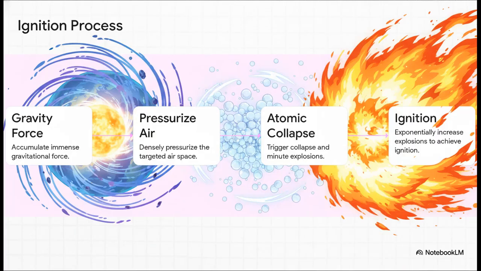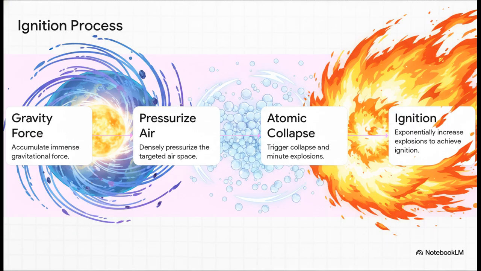The source material gives us this absolutely brilliant, scientifically grounded method used by a character named Mitsuki, so let's walk through his exact process. Step 1, you have to accumulate immense gravitational force. We're talking harnessing the gravity of the Earth and the Sun themselves. Step 2, you use all that localized gravity to densely pressurize the air in a very specific, confined area.